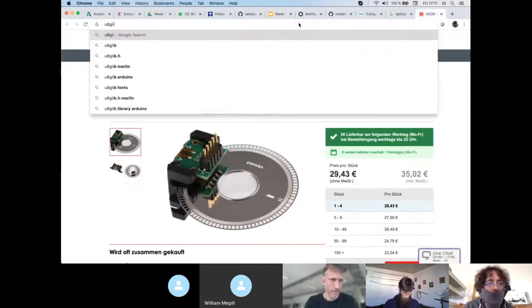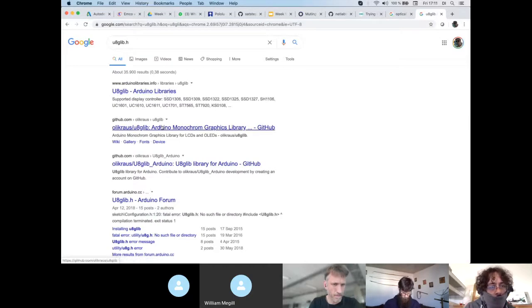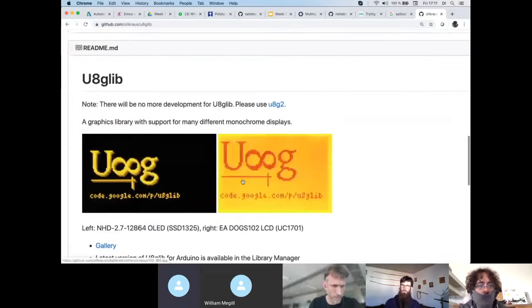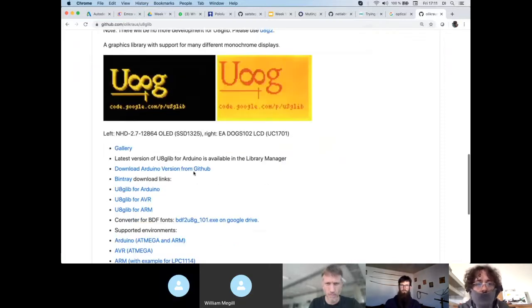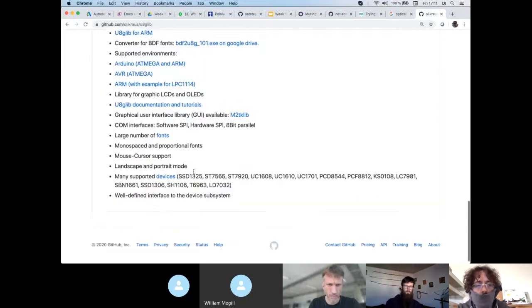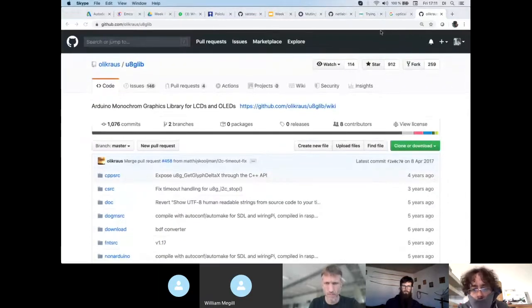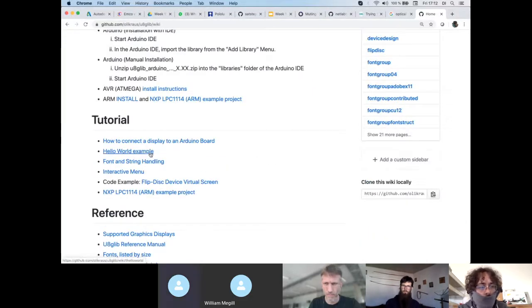It's a very powerful library, and it's compatible with a lot of displays. And here is a link of it. This shows you all the examples and the things that you can use, the fonts and so on. It's really a widely used library. We can go to the wiki here.